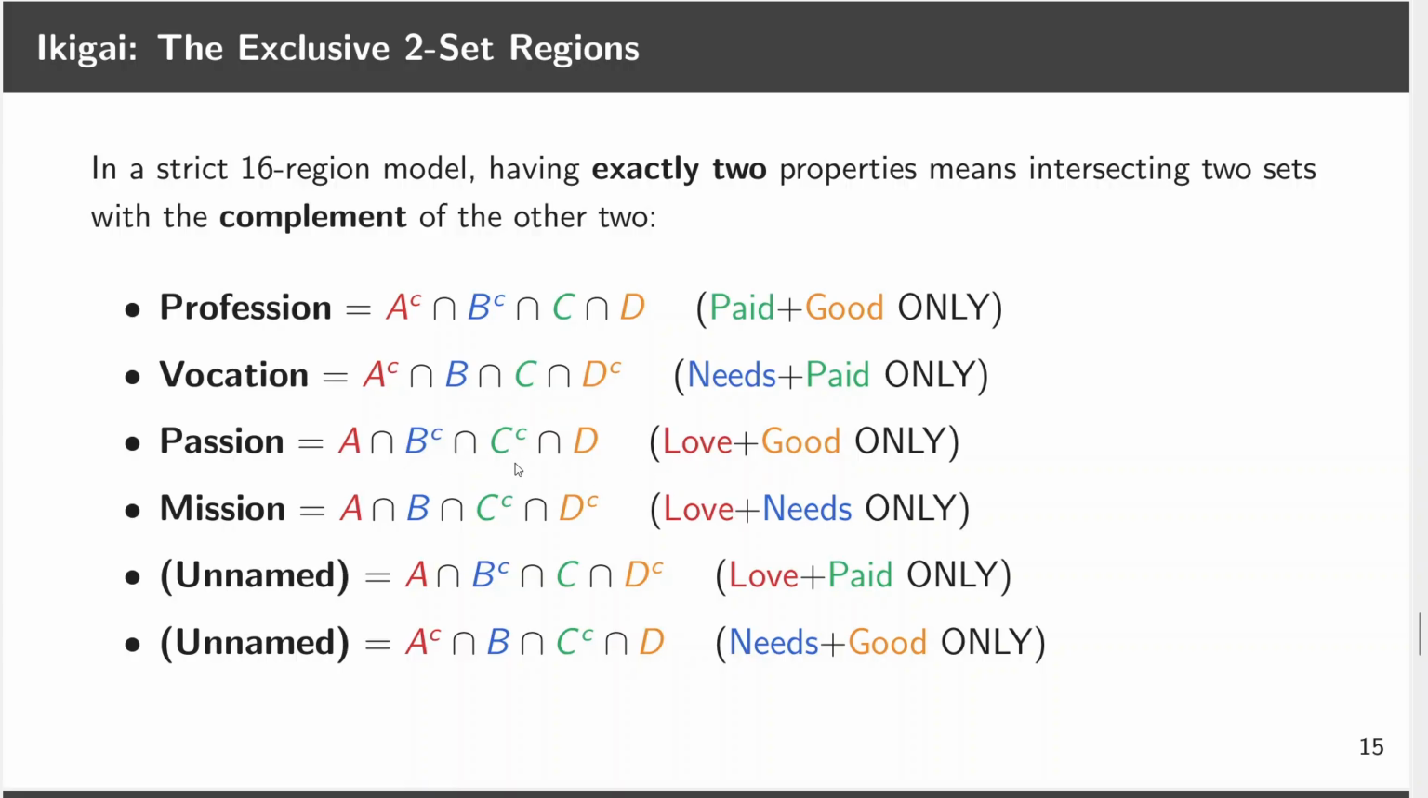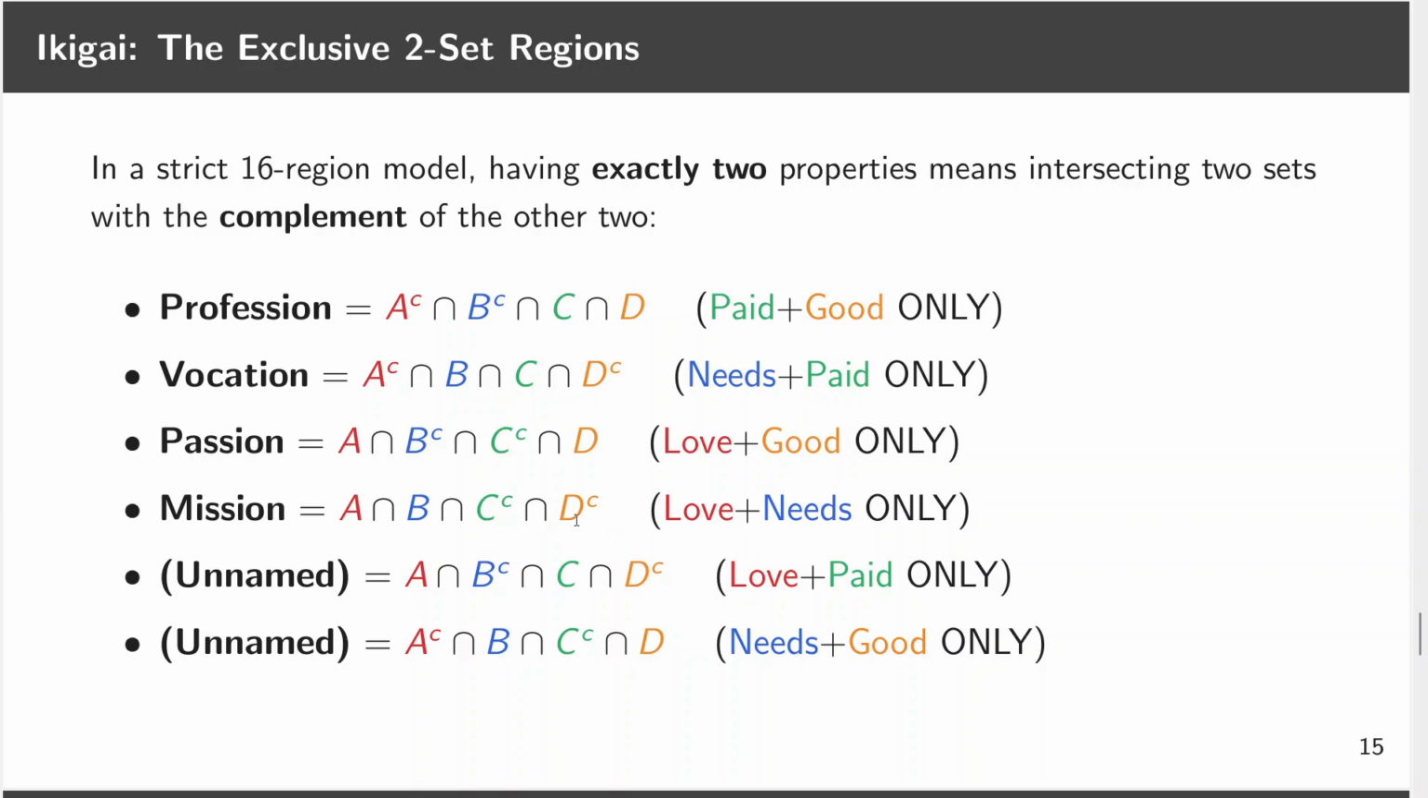The region where you love something and the world needs it, but you can't be paid for it and you're not necessarily good at it, that is called mission. Mathematically, it is A intersect B intersect C complement intersect D complement. You feel called to something. You care deeply and the world genuinely benefits, but financial sustainability is absent, and you may struggle with inadequacy.